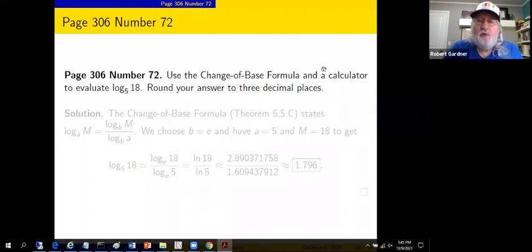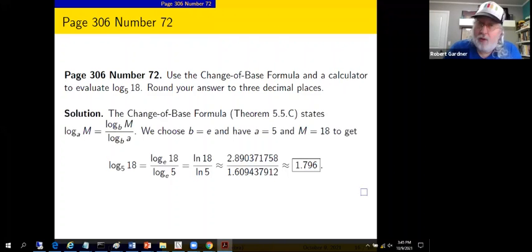Use the change of base formula and a calculator to evaluate, roughly approximate, log base 5 of 18. They even say rounding answer to 3 decimal places. Log base 5 of 18. There is no log base 5 button on the calculator. So we've stuck with using the change of base formula, which states this.